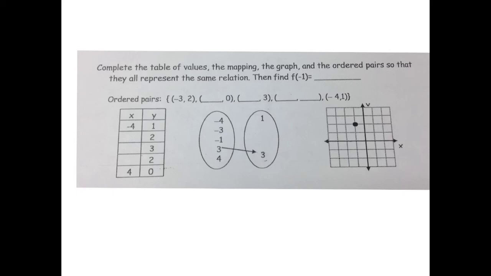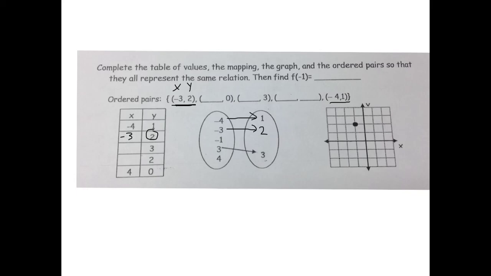Alright, here it says I'm supposed to complete the table of values, the mapping, the graph, and the ordered pair so that they all represent the same relation. So I have bits and pieces of all of it. So right here I find out that negative 3 goes with 2. So when x is negative 3, y is 2. Well, here I see 2. I can go ahead and put a negative 3 there. Here I can put a 2 here and draw to there. Okay. Let's keep going and see what else I have. And I also know that negative 4 and 1 go together. So I can connect that there. Negative 4 goes with 1.